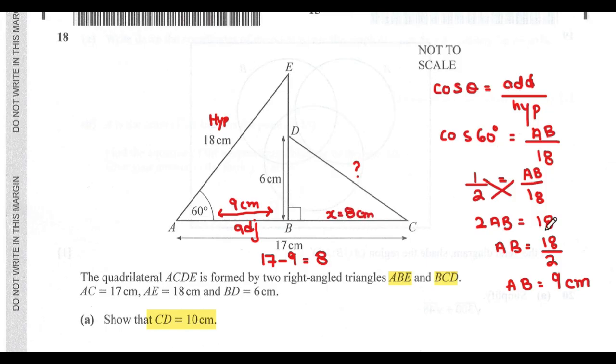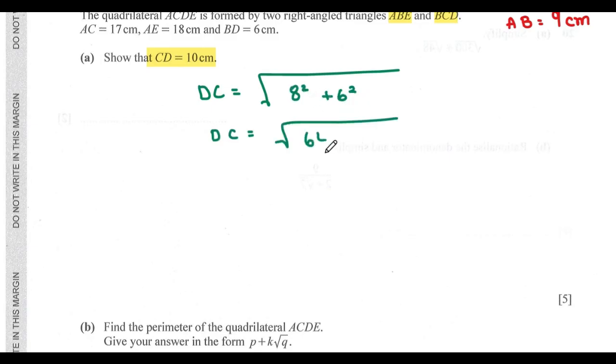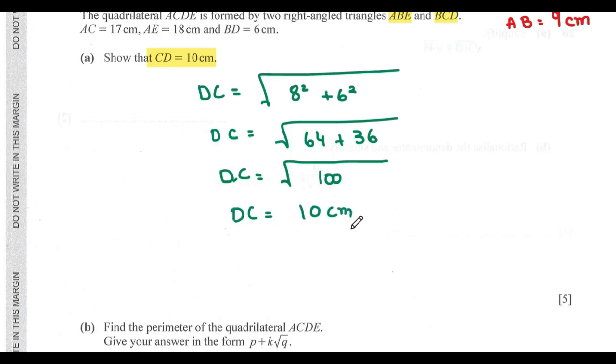Now I can get DC by applying Pythagoras theorem on this right angle triangle. We have perpendicular 6 and base 8. So the Pythagoras theorem would be 8 square and 6 square. 8 square is 64 and 6 square is 36. 64 plus 36 would be 100, and square root of 100 is 10. So 10 centimeters is the length.